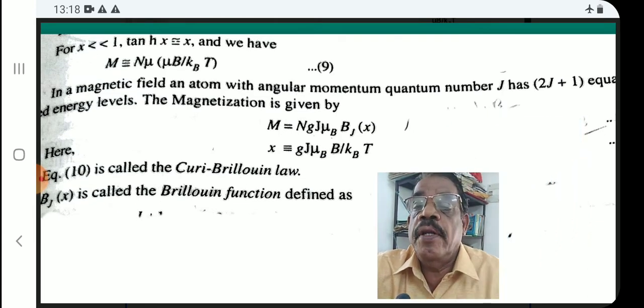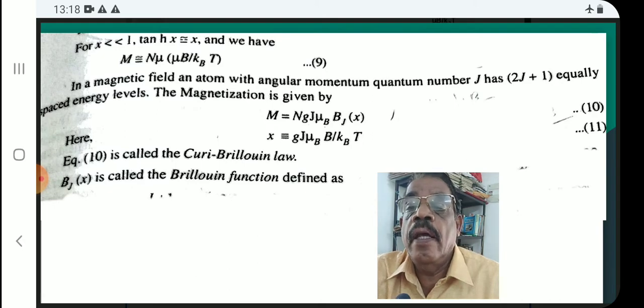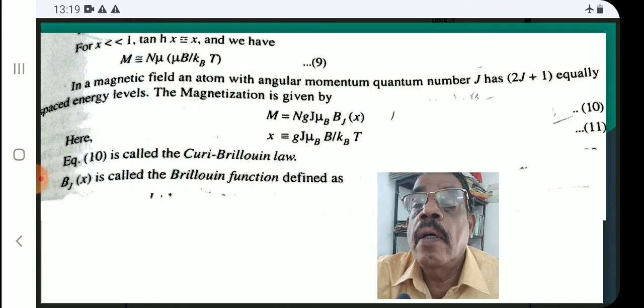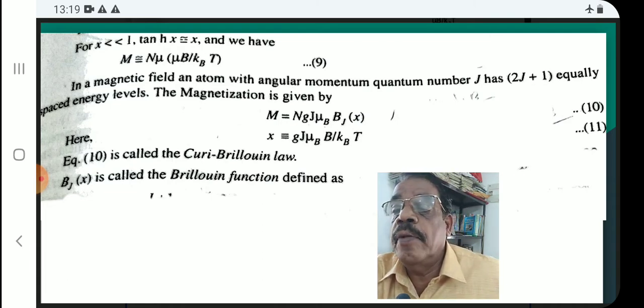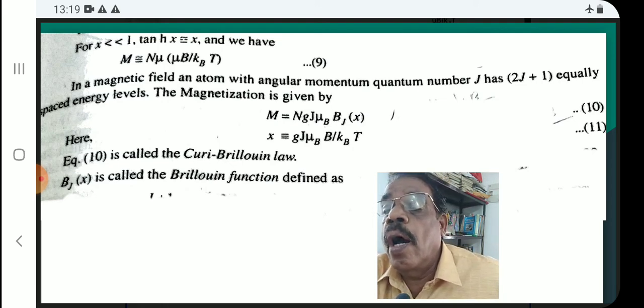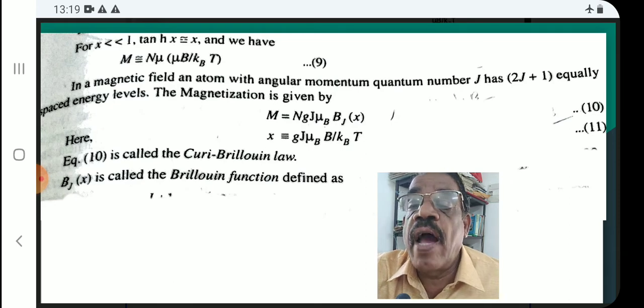What is equation number 10? The value of M. The value of M is equation number 10: n g j mu b into Bj(x). That is equation number 10. And equation number 11 is x is equal to g j mu b B by kT. Equation number 10 is called the Curie-Brillouin law, and Bj(x) is called the Brillouin function.